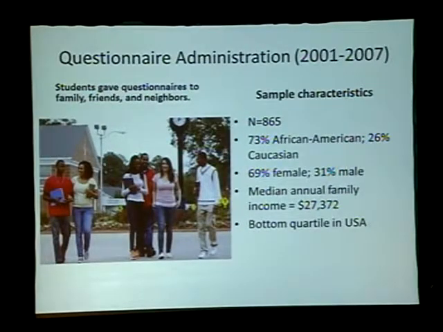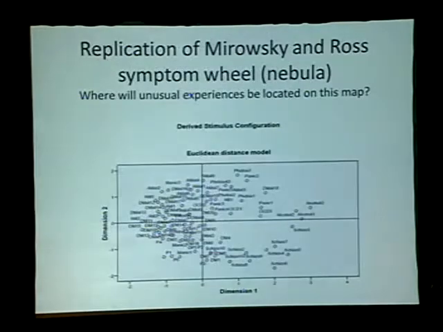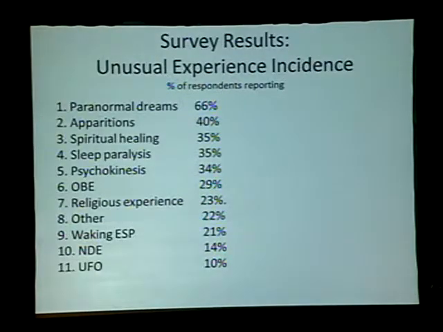A questionnaire was given to 865 people over a number of years. 73% were African American. These are poor people, from Northeast North Carolina. Here's the incidence of experienced paranormal dreams, 66%. UFOs, 10%. And you see the spectrum.